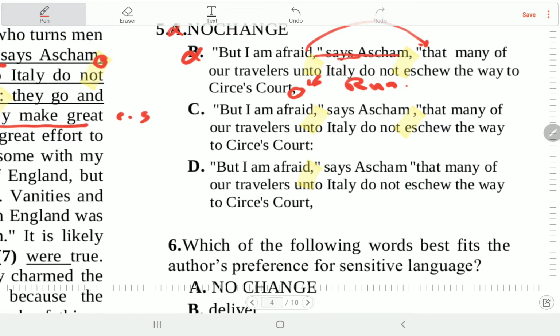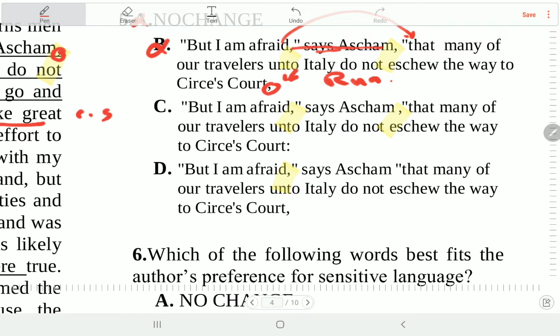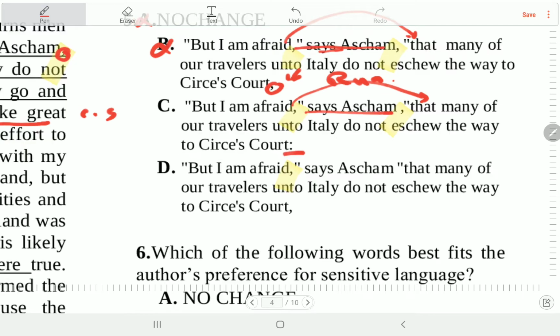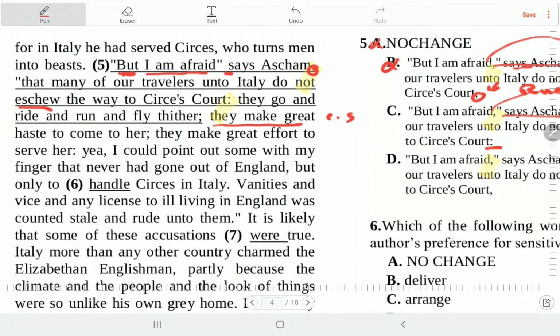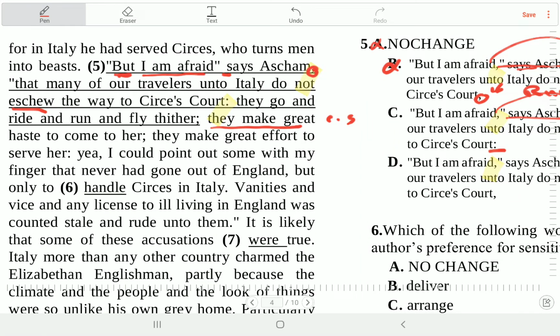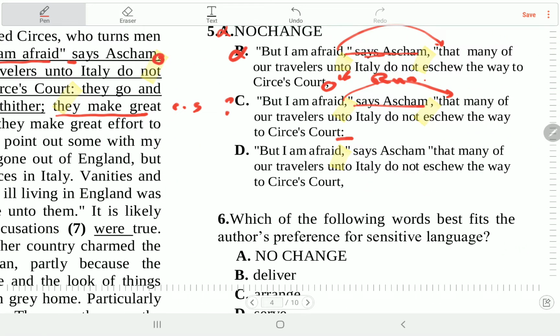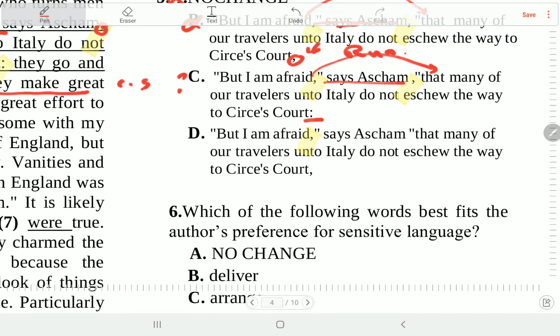ينفعش. طيب okay C but I'm afraid وبعدين non-essential. So I'm afraid that many of our travelers unto Italy do not eschew the way to Circe's court. وبعدين colon بيelaborate بيشرح. It could be. طب بيقول ايه بقى؟ They make great haste to come to her. Semicolon. Yes, it could be. طيب في B D but I'm afraid okay only one comma في missing comma هنا عشان يبقى non-essential. So it's not D. So definitely إن شاء الله it's C.